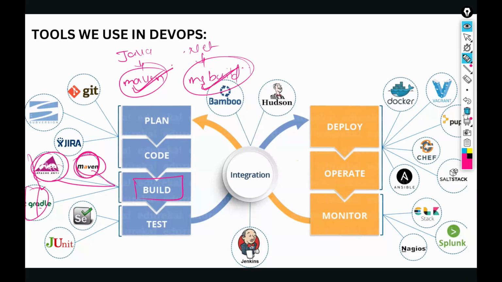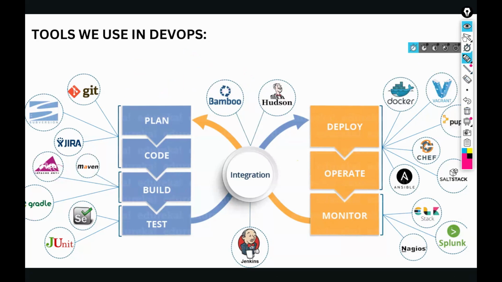So after build, what do we have, sir? Test, right? Ultimately, who will do testing? Testers. The tools they are going to use are Selenium and JUnit. So this part is handed to the QA team. In this course, we are not going to learn any tool here, and we are not going to be involved. Selenium, JUnit.